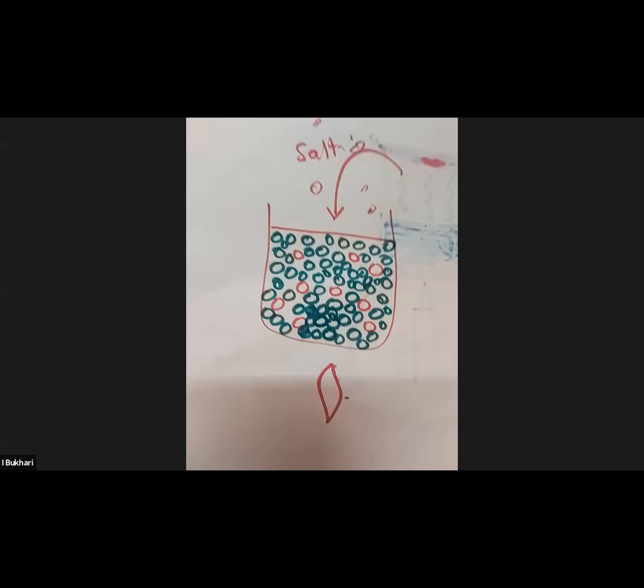Now you can see that the cations and anions are dissolving in the water. Now we have lots and lots of them within the water. And can you see at the bottom that the ions have started arranging themselves back into the solid state?